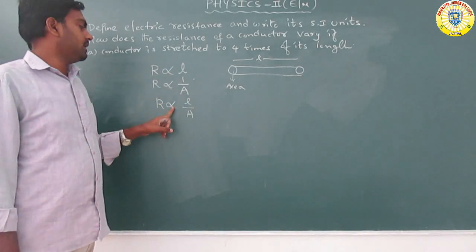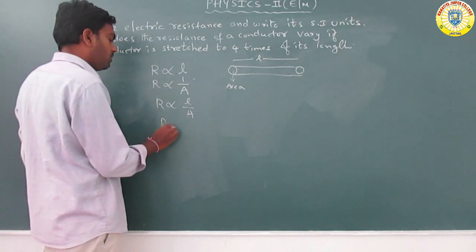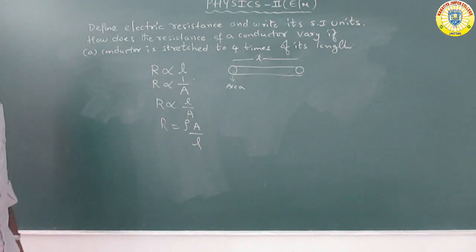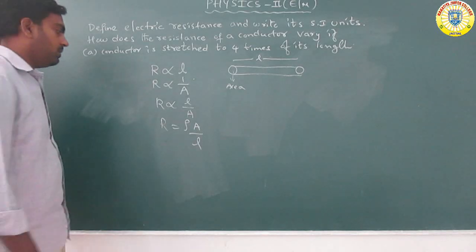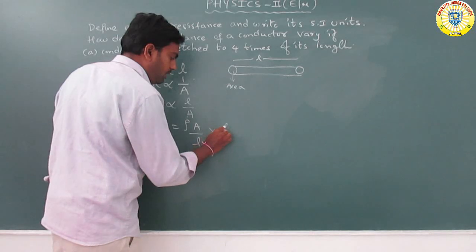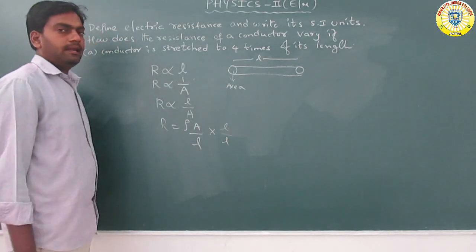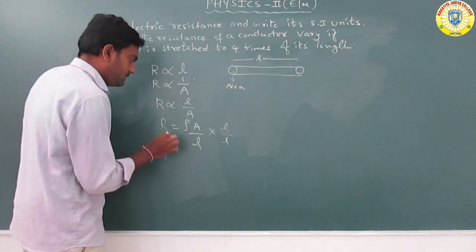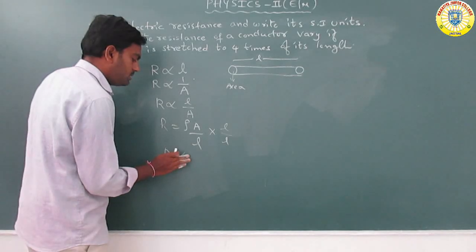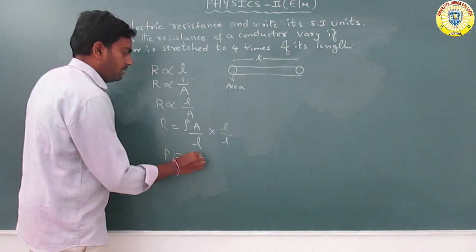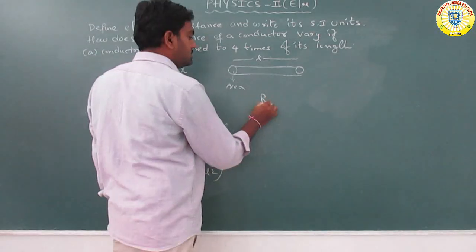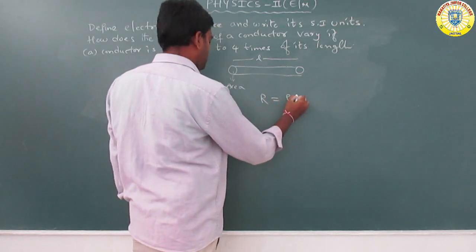Okay, so the two relations are clubbed. We can write R is directly proportional to L by A, so R is equal to rho into L by A, where rho is the resistivity. Now multiply and divide by L. So we can write R is equal to rho into A into L by L square. So R is equal to rho into A into L.